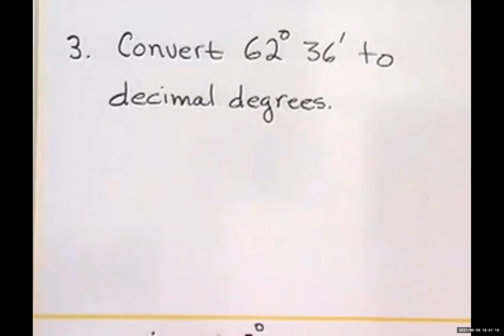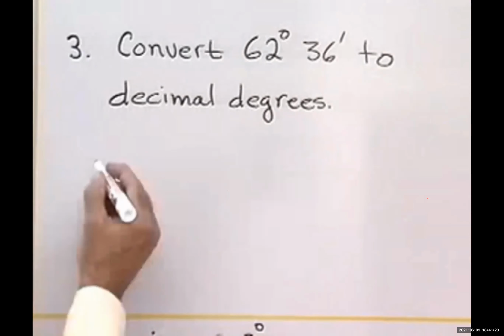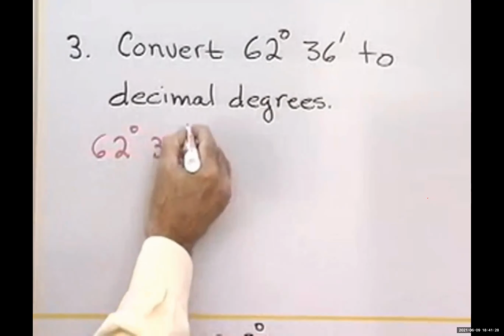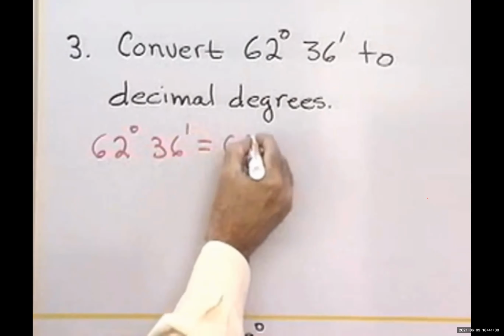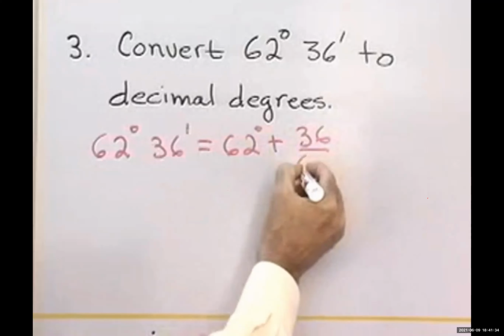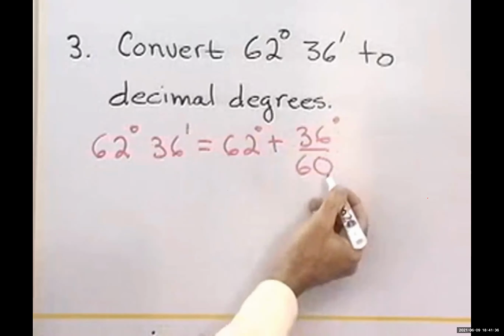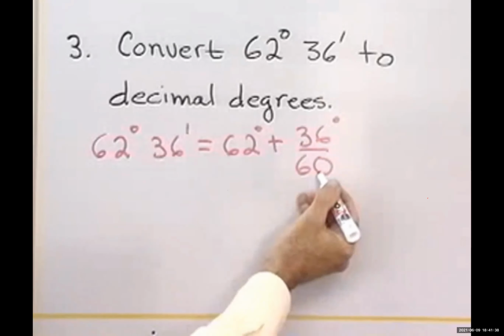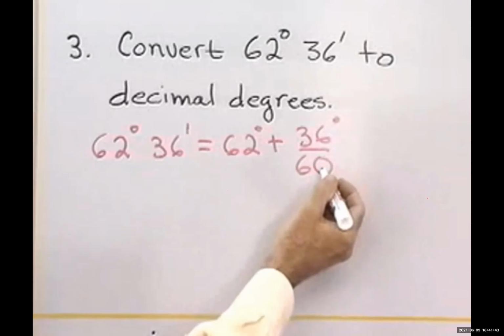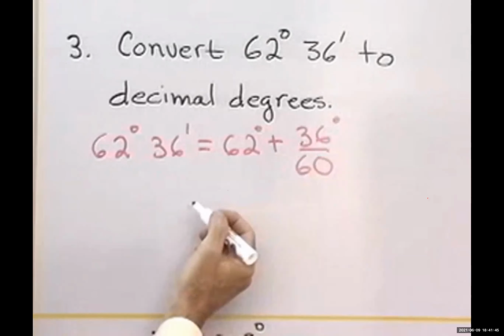Let's convert 62 degrees 36 minutes into decimal degrees. Now I'm going to go the other way and say 62 degrees 36 minutes is the same as 62 degrees plus 36 over 60 degrees. And I'm multiplying in a way by 60 minutes over 1 degree. The minutes divide out, and I'm left with just degrees.